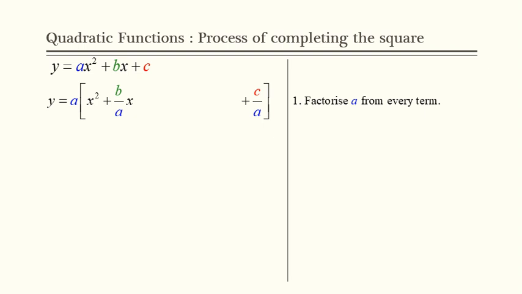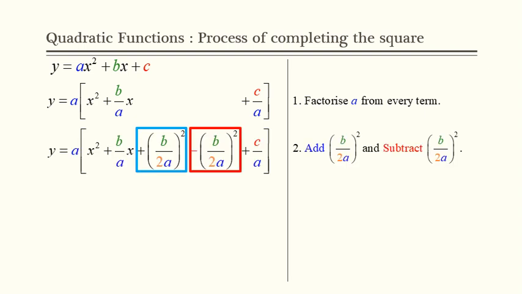Step 1. Factorize a from every term. Step 2. Add b over 2a all squared and subtract b over 2a all squared within the square brackets. In essence, this step introduces the terms required to complete the square without changing the function.